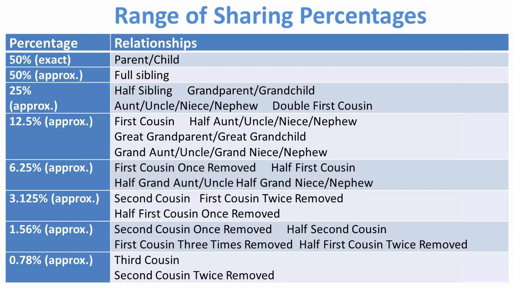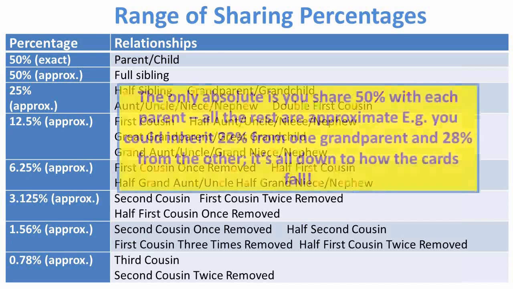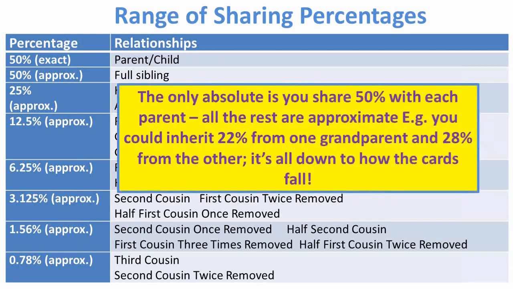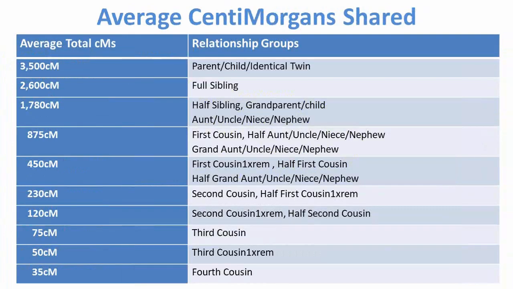You can see that there are a lot of different relationships that might share around about the same amount of DNA with you. And that means that we have to look at other avenues in order to discern which of these relationships it is. The only absolute is you share 50% with each parent. All the rest are approximate. You might inherit 22% from one grandparent and 28% from the other. It's really all down to how the cards fall during that recombination process.